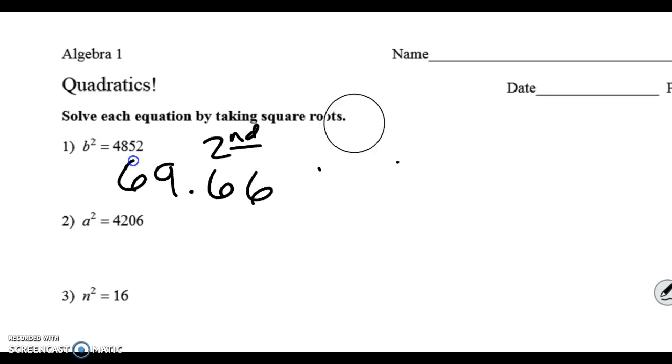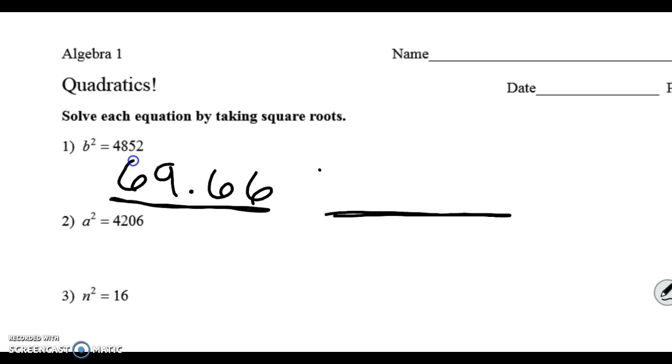But remember, because a negative times a negative is a positive, we also need the negative form of this. Well, what's the opposite of 69.66? Negative 69.66. It's just that easy, folks. Just that easy. Let's do number 2.